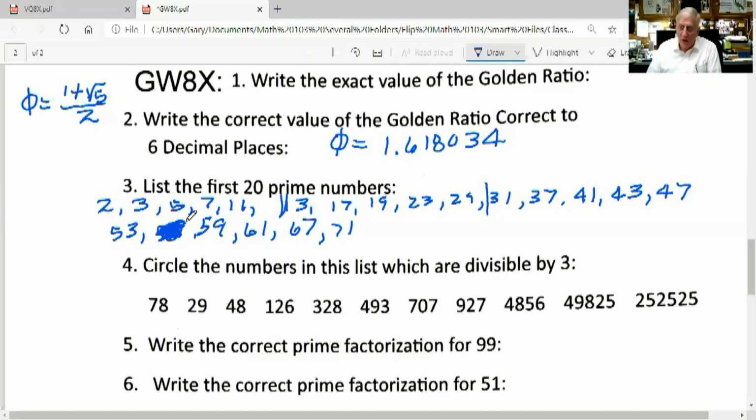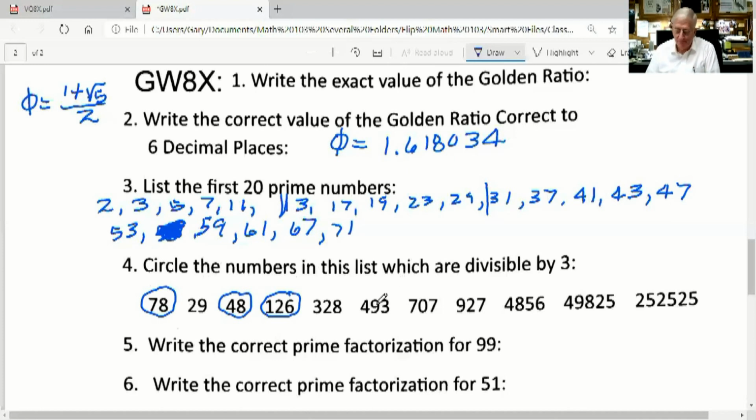All right, number 4. Circle the numbers in this list which are divisible by 3. Well, these two digits add up to 15, so we know it's divisible by 3. 29, they only add up to 11, no good. This adds up to 12, which is divisible by 3, so is 48. This adds up to 9, so that's got to be divisible by 3. This adds up to 13, that's no good.